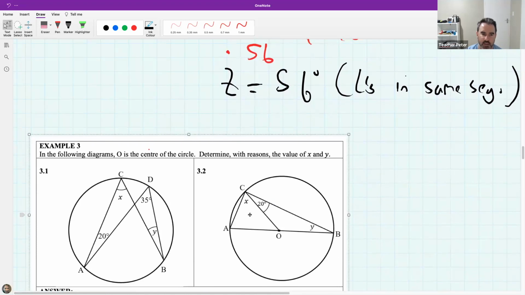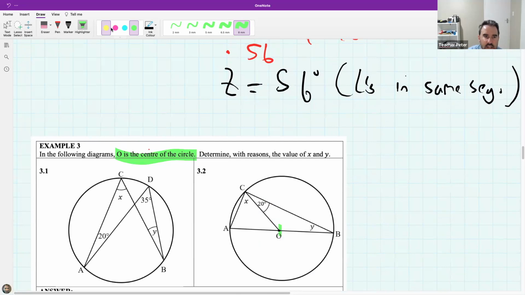So it says in the following diagrams, O is the center of the circle, but the first one has no center, but the second one does. Determine with reasons the value of X and Y. So what is X here? What is Y here? And in this one, what is X here? And what is Y there? So I want you to put that in the chat and you can tell me what you are getting there.